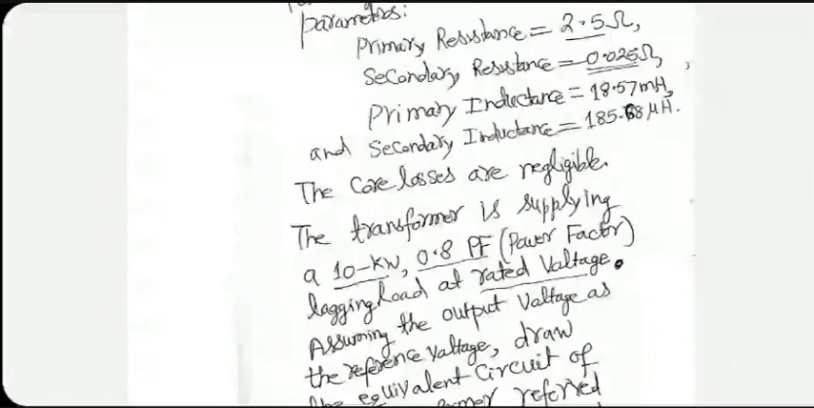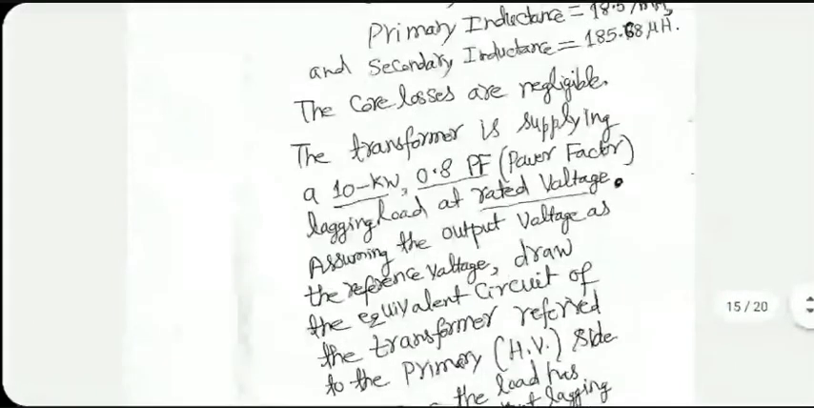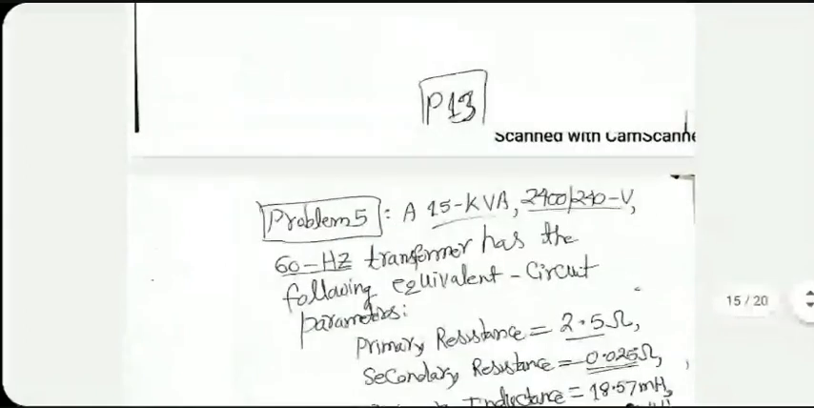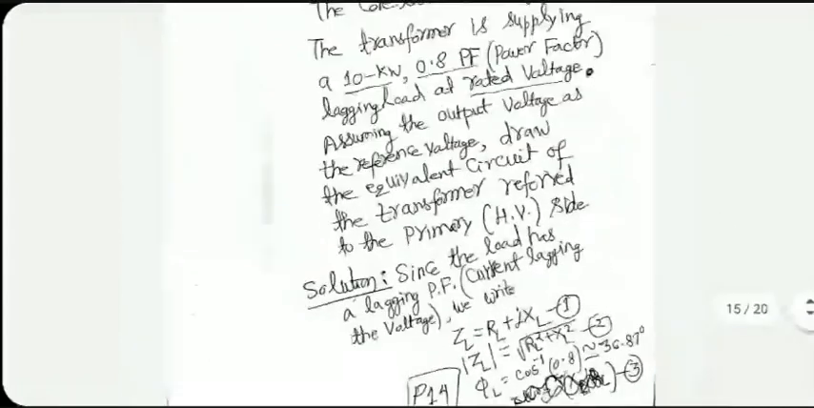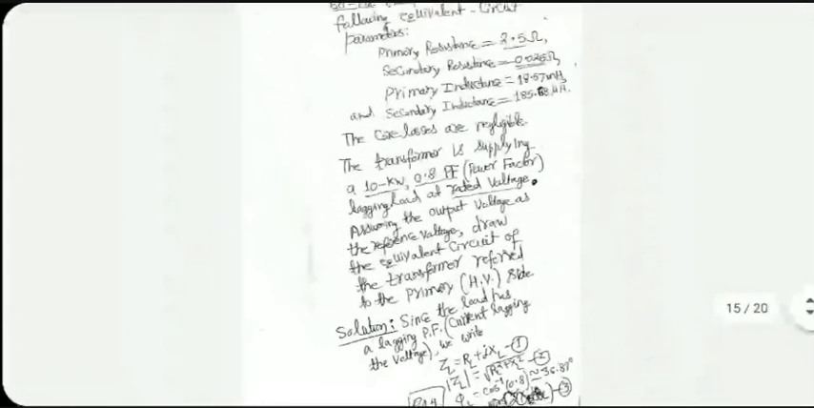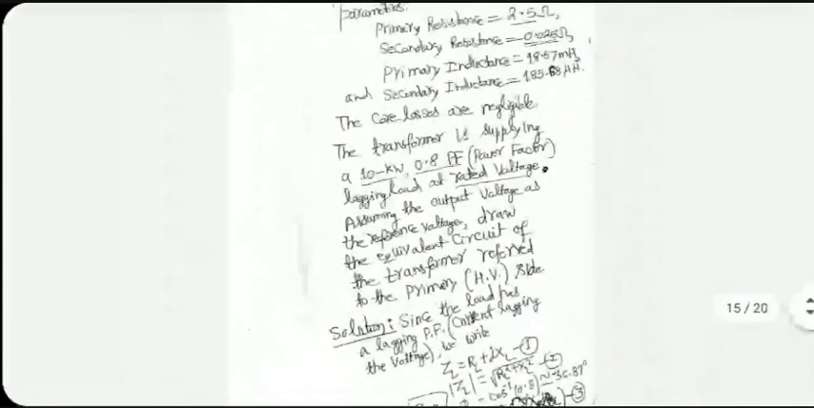At rated voltage, that means 240 volt in the secondary. Assuming the output voltage, that is Vs, as the reference voltage, draw the equivalent circuit of the transformer, refer to the primary. Primary, they are saying HV, high voltage side. 2400 volt is higher than 240 volt. So that is why HV and LV are commonly used terms to describe the windings. Sometimes they don't use primary and secondary. They say HV and LV side.